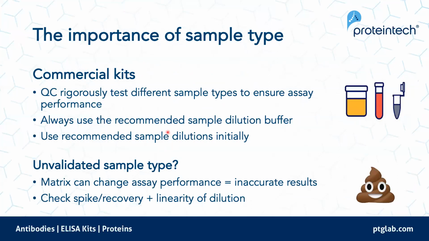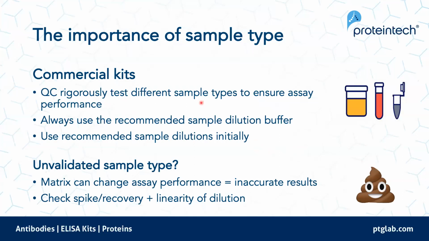So next is the importance of sample type. As we just showed, talking about spike and recovery and linearity of dilution, and doing this in various different sample matrices, if you're looking to purchase an ELISA kit and it's in an unvalidated sample type, we can't, as a manufacturer, guarantee its performance, because there are so many different things in different matrices that will affect antibody performance and antibody kinetics. So as I said, quality control for commercial kits is rigorously done for different sample types.